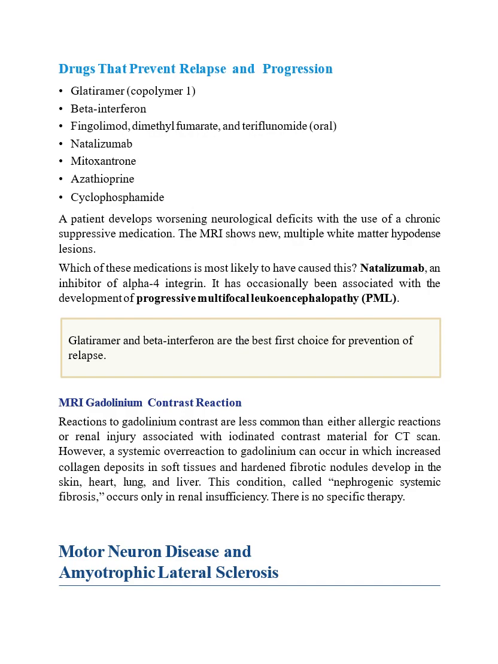However, systemic overreaction to gadolinium can occur, with increased collagen deposits in the soft tissues and hardening of the tissues. Fibrotic nodules develop on the skin, heart, lungs, and liver. This condition is also called nephrogenic systemic fibrosis, and occurs only in renal insufficiency. There is no specific therapy.